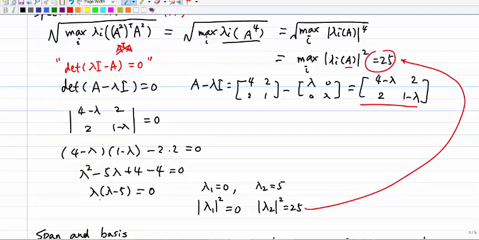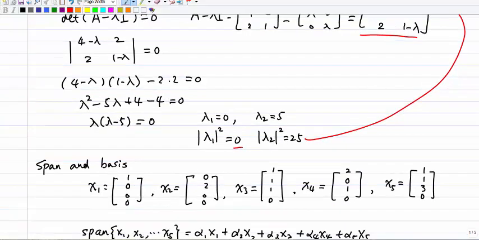It's lambda times (lambda minus 5) equals 0. So actually we have two eigenvalues: one is 0, one is 5. If you put them over here, for the maximum of |lambda_i| squared: lambda 1 absolute value squared is still 0. Lambda 2 absolute value squared is 25, because it's 5, the absolute value is still 5, and squared is 25. So the maximum value is 25. For this guy, it will be 25, right? So that's why we get 25.